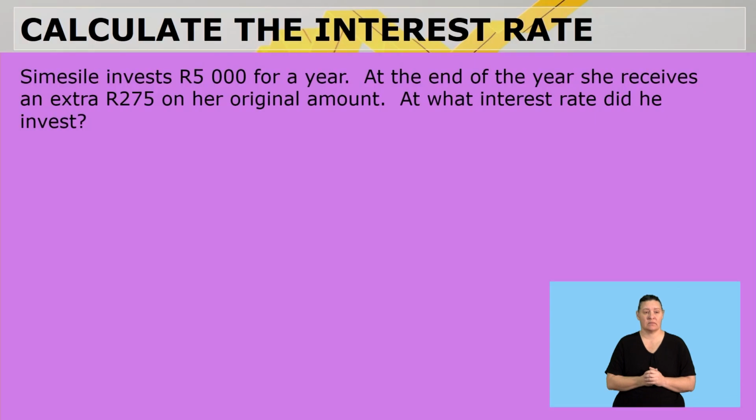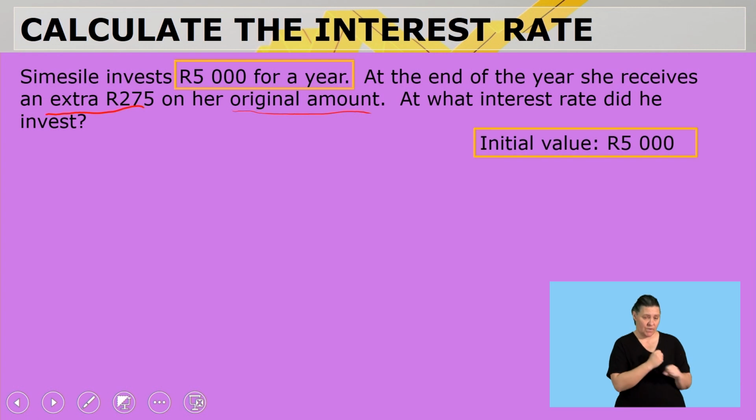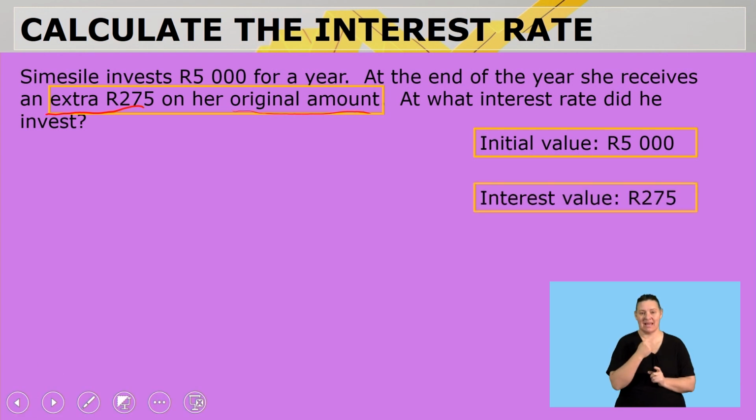Let's look at another example. Simisile invests 5,000 Rand for a year. At the end of the year, she receives an extra, that's important, an extra 275 Rand on her original amount. At what interest rate did he invest? So, what do we have in this question? What is given? The 5,000 Rand for a year is my initial value, and then the extra 275 Rand on her original amount will then be the interest value. And now we need to calculate the interest rate.